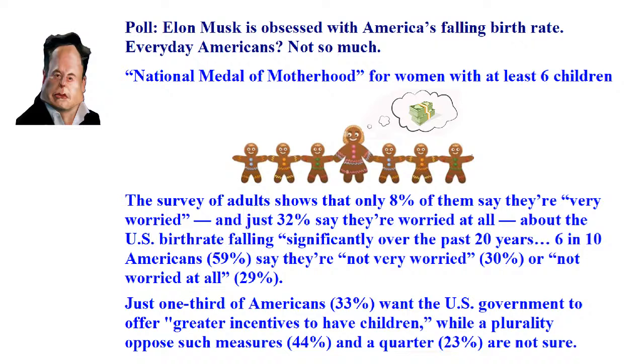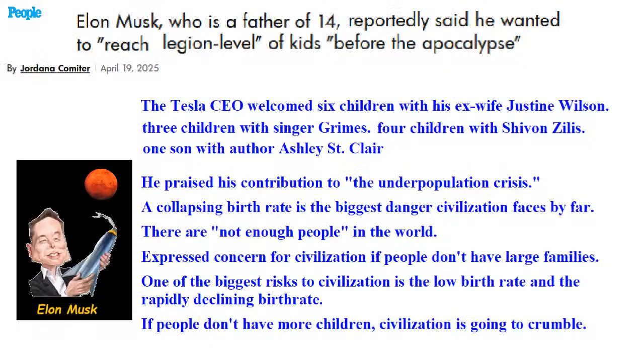Okay, and you say, well, Elon Musk is concerned. Is he right? Or are these people just ignorant? Or why are they dismissing his concerns? And here's another article that puts it in maybe the right perspective. He's trying to, I guess, populate the United States all by himself. He had 14 kids, apparently, right? And he says he welcomed 6 children with 1 wife. He praised the contribution to the population crisis. And he says a collapsing birth rate is the biggest danger civilization faces by far.